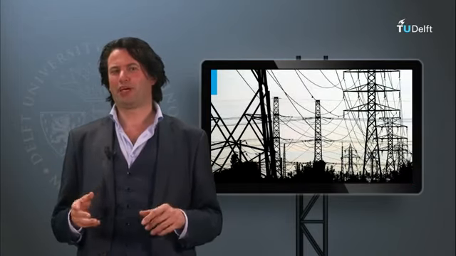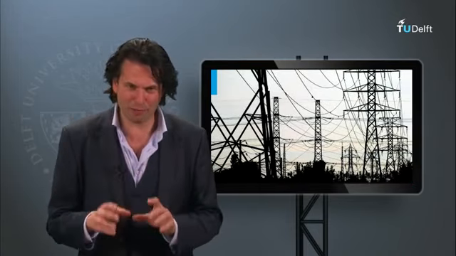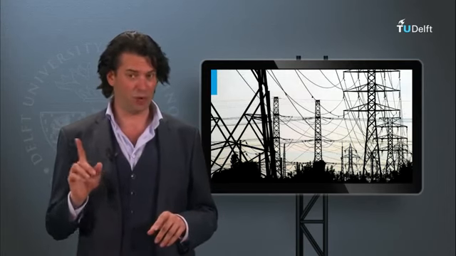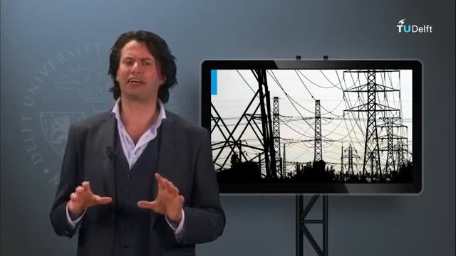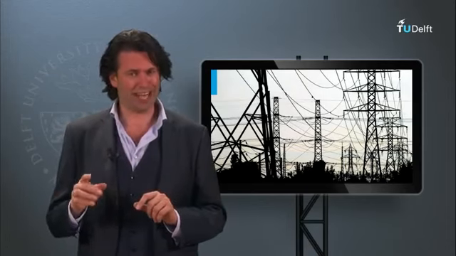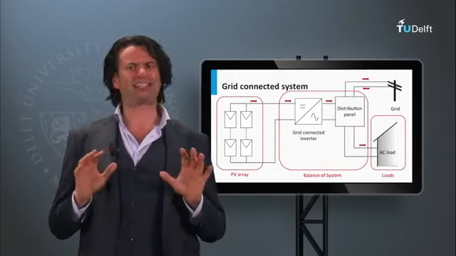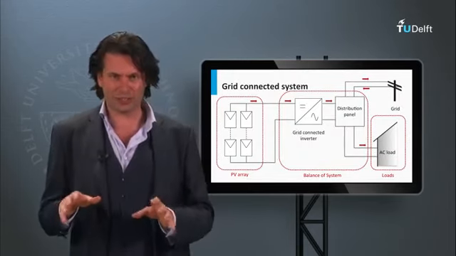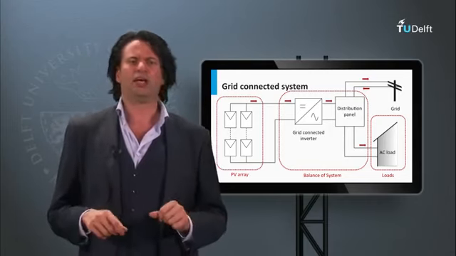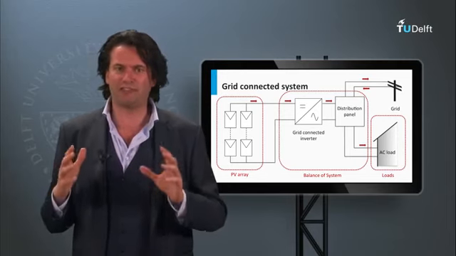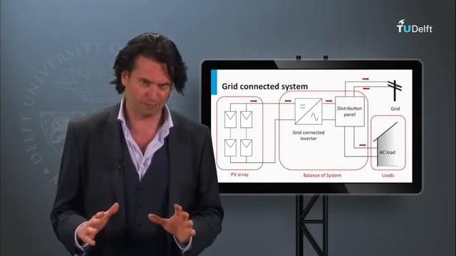Welcome back. In the previous block you learned about the standalone PV system and its design. Now we will look at the characteristics of a grid-connected PV system. So let's get started. As the name suggests, the grid-connected PV system is connected to the electric grid. There is a continuous exchange of power with the electric grid via the distribution panel.